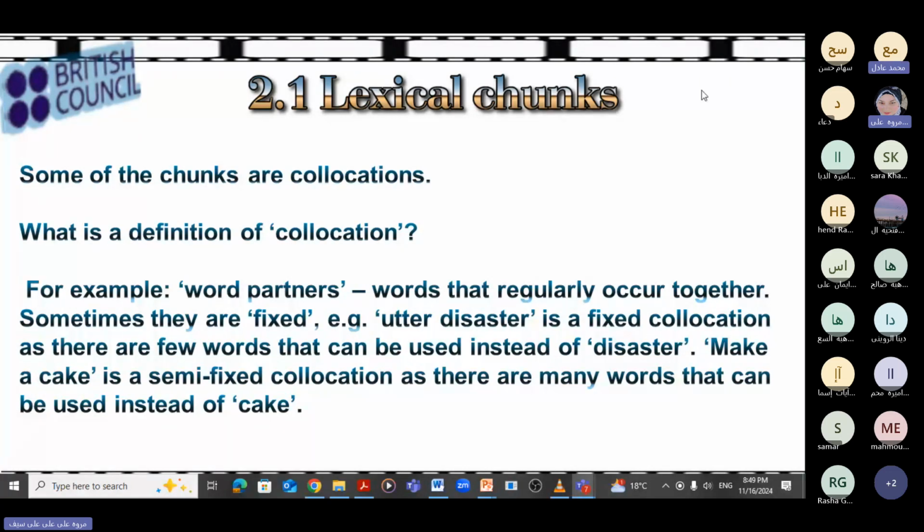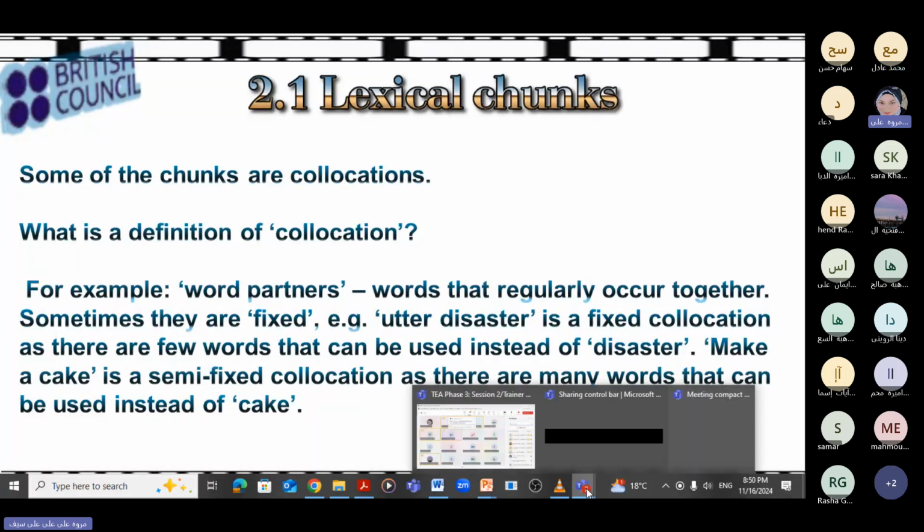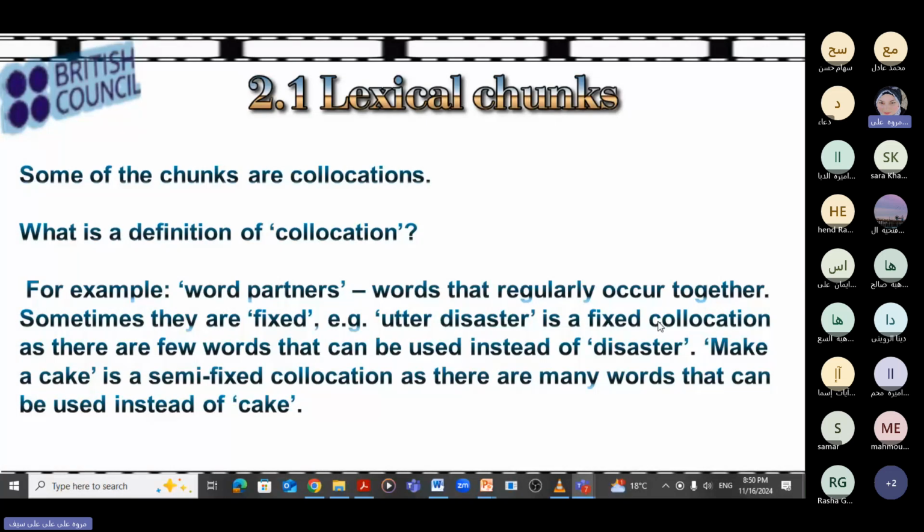But this, we have also natural disaster. Okay, but he tries to tell you that not many words can be used. So, do you have anything in mind other than the word natural? We will find that there are not many variations, just a few of them. He mentions here there are few words that can be used instead of disaster or utter. But in the expression make a cake, we can find many words to replace the word make or to replace the word cake. So that's why we call it a semi-fixed expression.